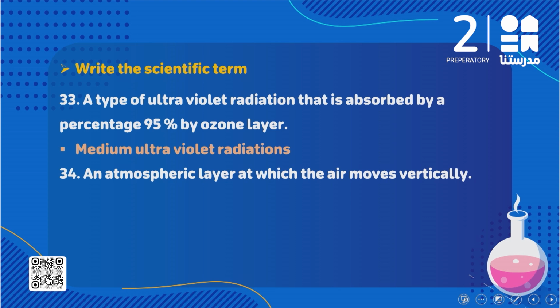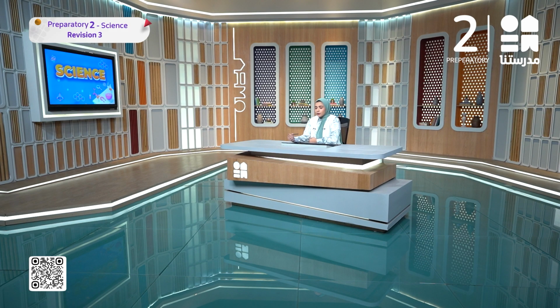34: an atmospheric layer at which the air moves vertically. We said the air moves vertically, meaning up and down, in the troposphere layer. We said the air moves vertically because we have hot air and cold air. The hot air has low density so it moves upward, and the cold air has high density so it moves downward, and this causes the air to move vertically up and down.